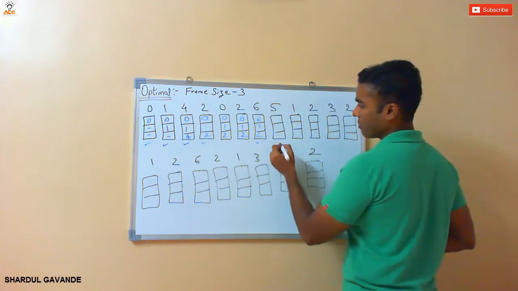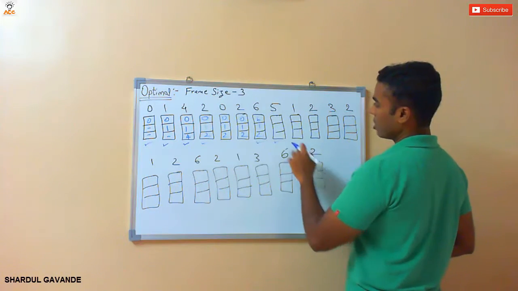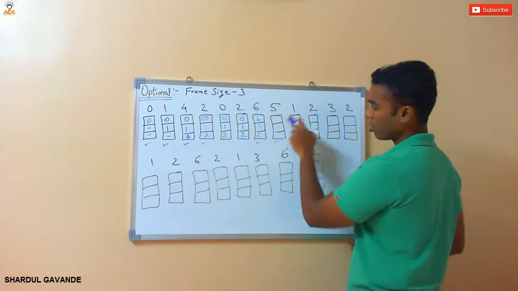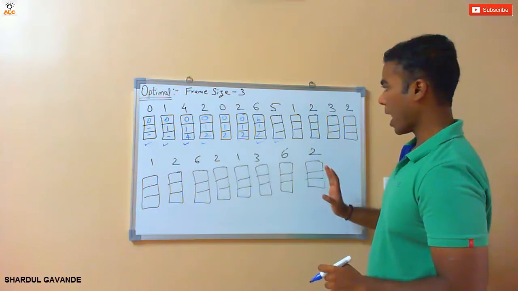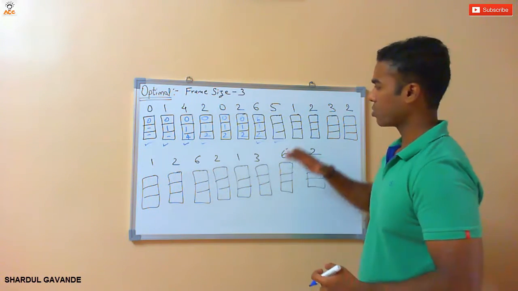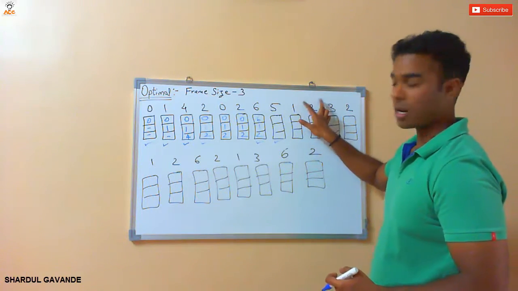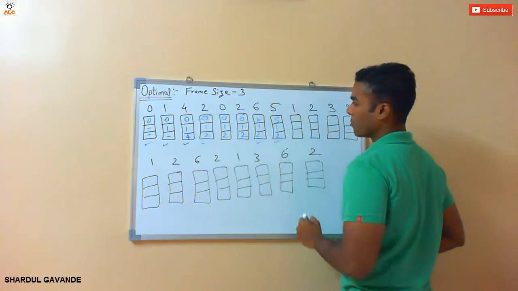Next is number 5, so again a page fault because 5 is not present. 1 and 2 we will require, so no replacement of 1 and 2. Number 6 we will also require, but it's quite far away from our current position. So let's replace number 6 as of now, because 1 and 2 we will require. So we will have 5, 1, 2.